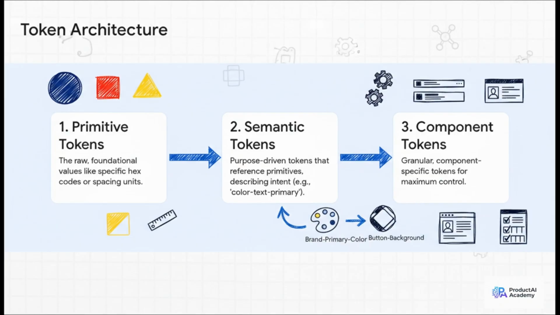Primitives are your raw materials, like a specific hex code for blue. Then, semantics give that blue a job, like brand primary color. And this abstraction is the key. Why? Because if you rebrand, you only change the primitive token, and the semantic layer automatically updates everywhere it's used. It's incredibly powerful. And then, component tokens just give you even more granular control.